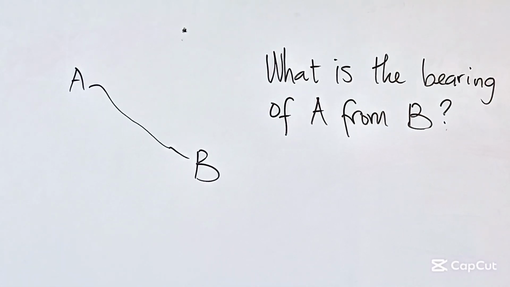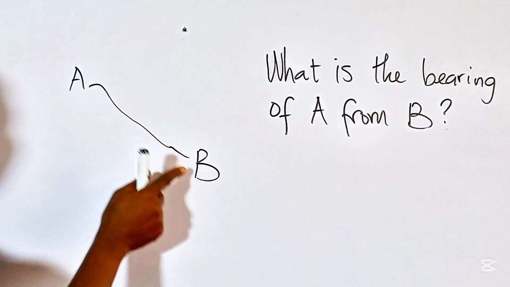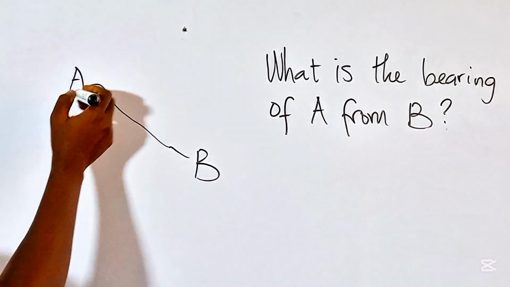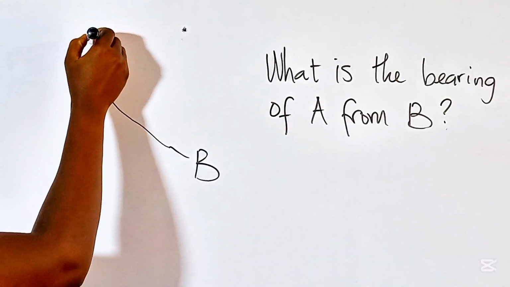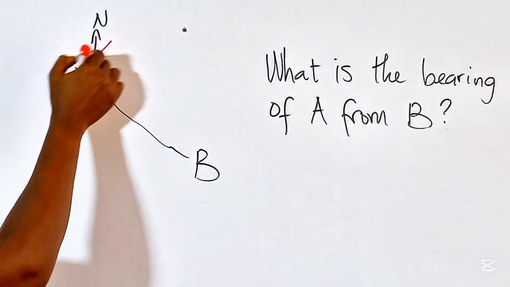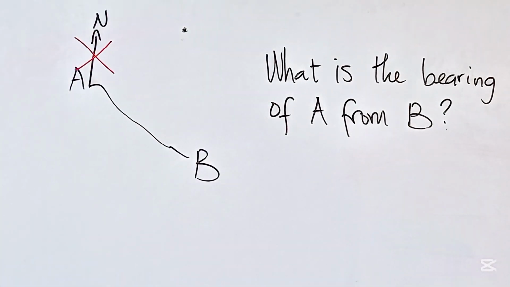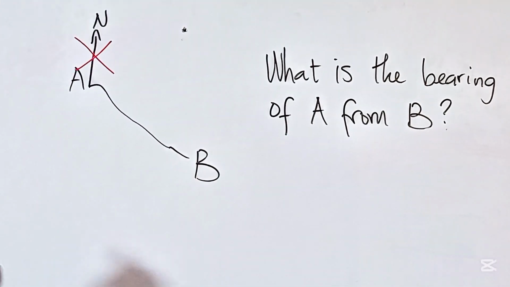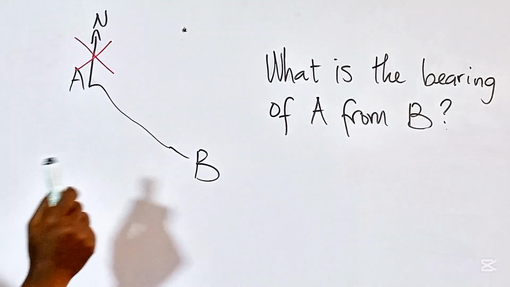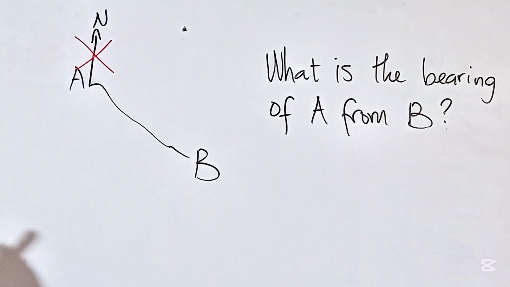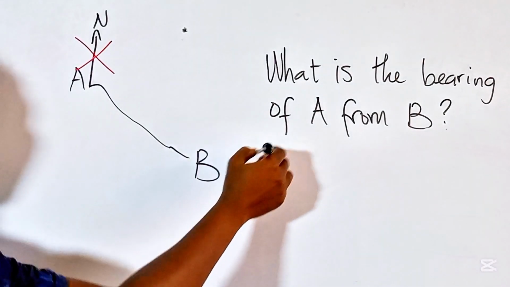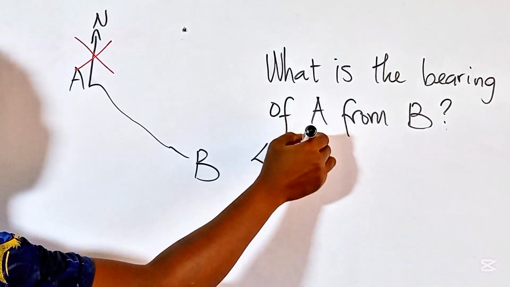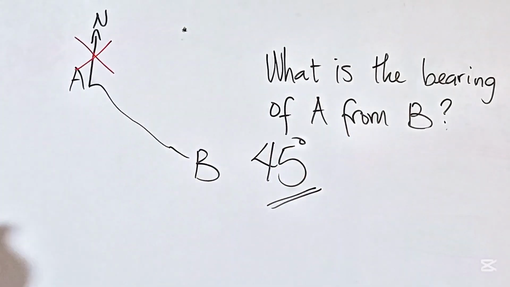If you are trying to find the bearing of A from B, and you start by drawing your north line at point A, you have completely failed the question. I am going to be showing you 3 golden rules of bearing that pilots use so they don't crash, and why a bearing of 45 degrees doesn't actually exist. Now let's fix your navigation.